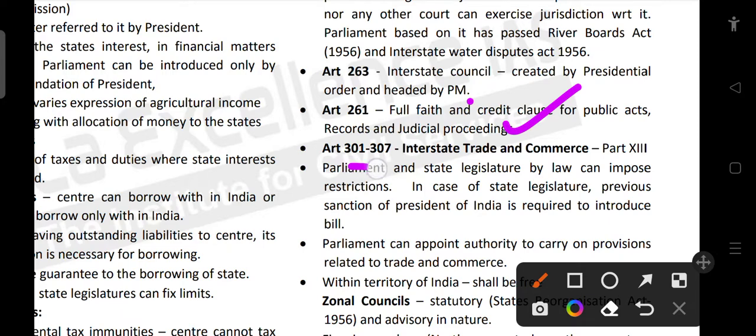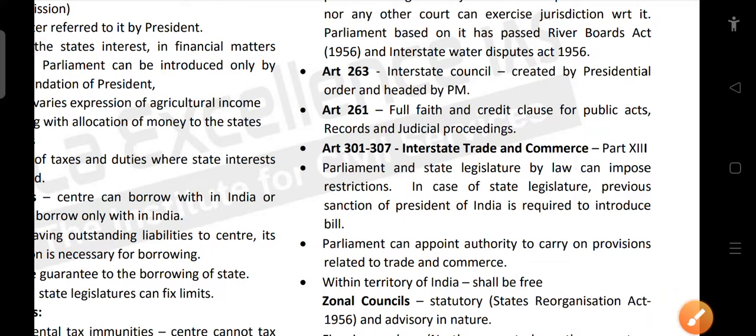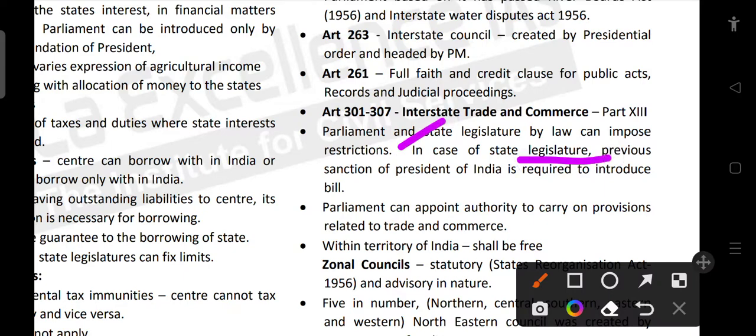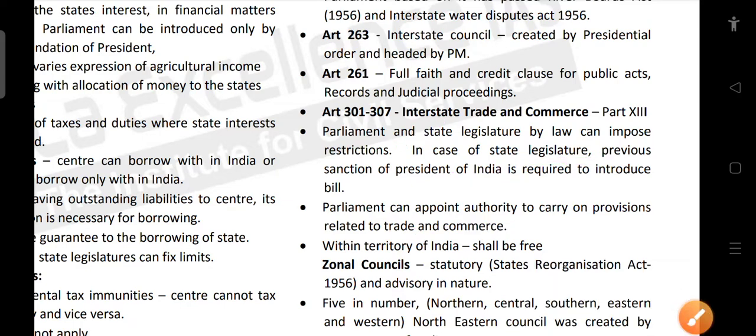Now Articles 301 to 307 are related to interstate trade and commerce, and come under Part 13 of our Constitution. Parliament and state legislature by law can impose restrictions. In case of state legislature, previous sanction of the President of India is required to introduce the bill. Parliament can appoint an authority to carry out provisions related to trade and commerce. So they both can by law impose restrictions.